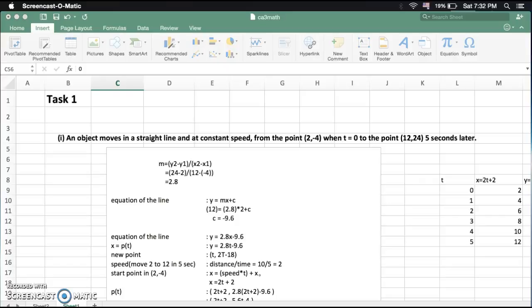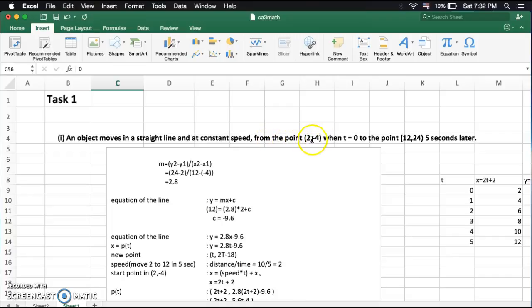Hi, today we are going to discuss a parametric equation. For the first question, an object moves in a straight line at a constant speed from the point (2, -4) when t equals 0 to the point (12, 24) 5 seconds later.